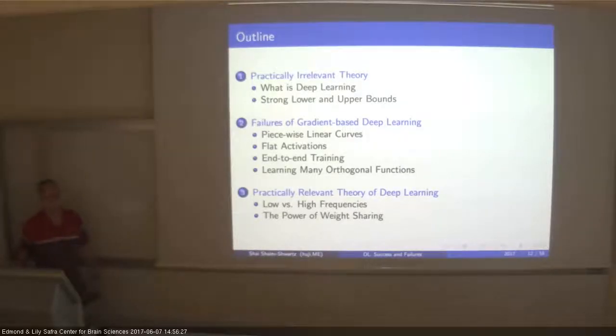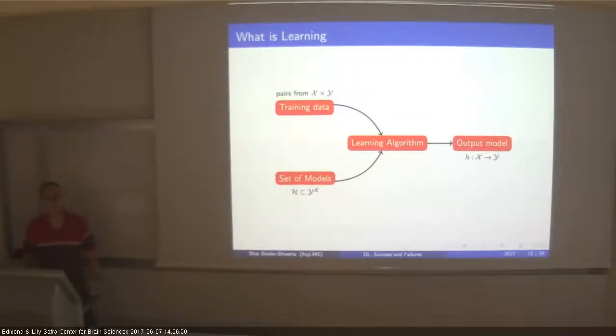And the third part of the talk is the fruit of this understanding of failures of deep learning, where we have some new results on understanding practically relevant theory of deep learning in terms of low and high frequencies and what is the power of weight sharing. And these are very new results, so the last part will contain some hand-waving arguments, but I think that some of the things there really captured what's going on in practice. Okay, so from the perspective of fact learning, what is learning?